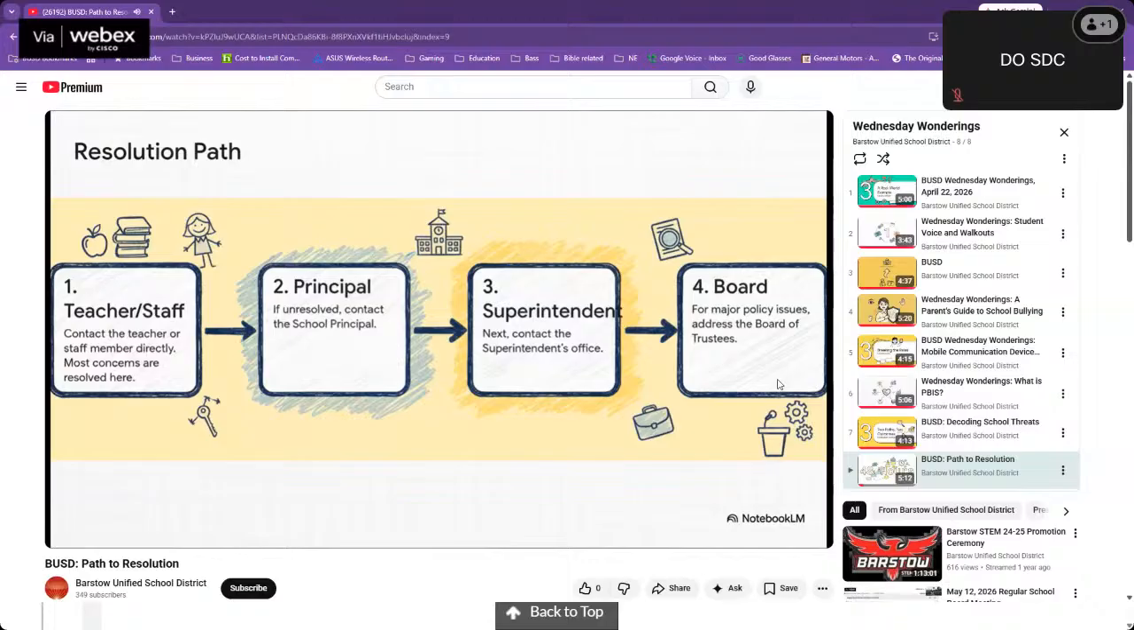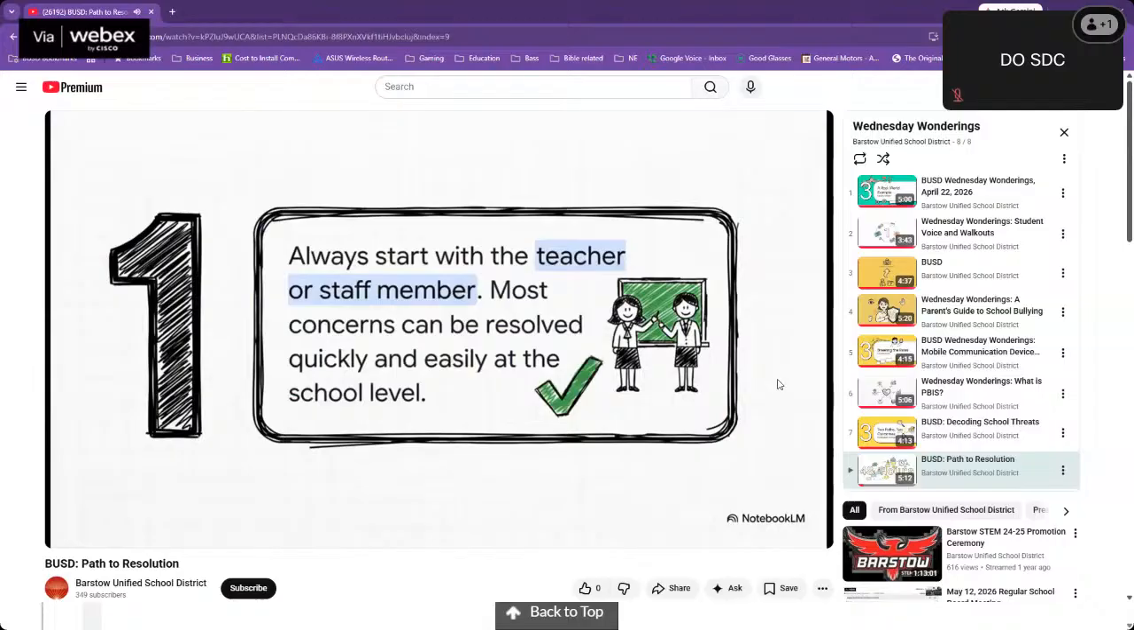All right, step 1. This is the foundation. Always start at the source. The truth is, the vast majority of concerns get resolved right here, a lot of times in just one conversation.